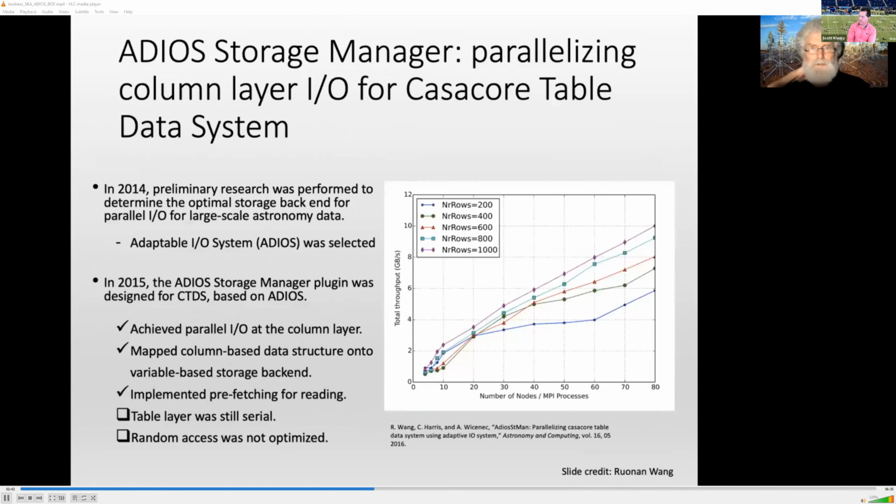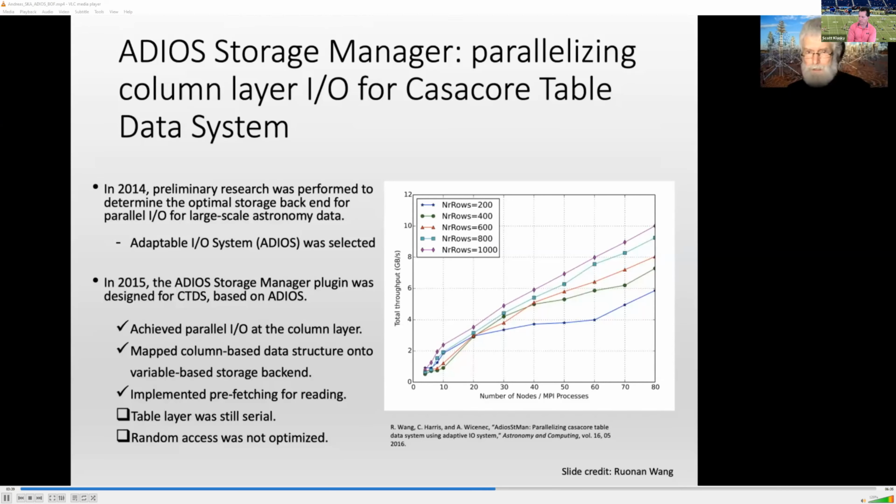The ADIOS Storage Manager is trying to parallelize the column layer I/O for the Casacore Table Data System. Initially, in 2014, we started preliminary research, which was performed to determine the optimal storage backend for parallel I/O for large-scale astronomy data. At that point, ADIOS was selected, and in 2015, a storage manager plugin was designed for the Casacore Table Data System based on ADIOS. That initial implementation achieved parallel I/O at the column layer, mapped the column-based data structure onto variable-based storage backends, and implemented prefetching for table reading. But it was still not on the table layer.